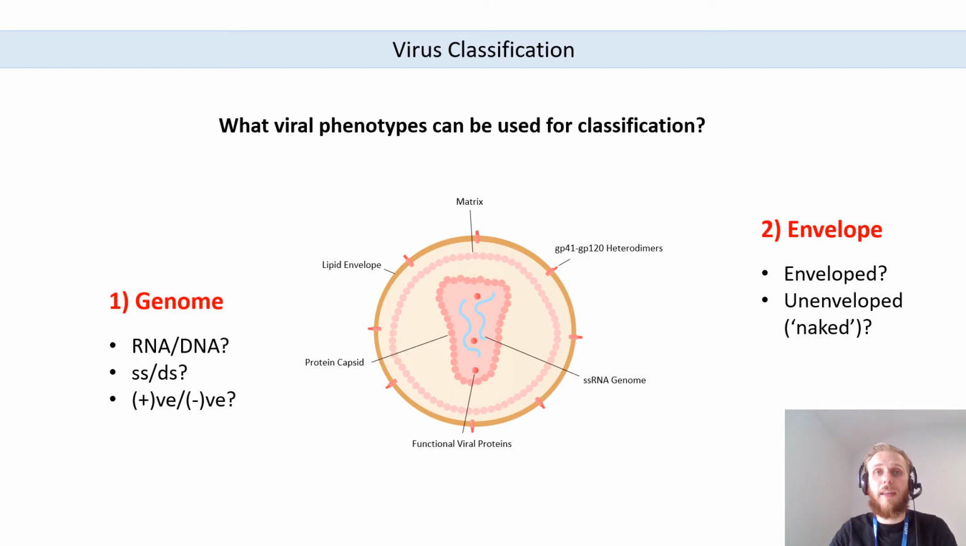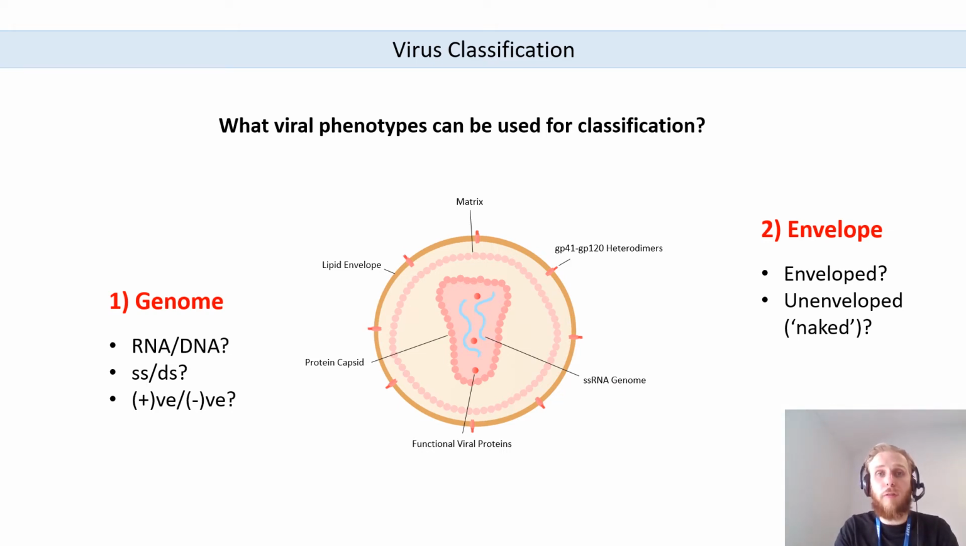Finally, we have the envelope. So the first type of classification in phenotypic classification is based upon the genome. The second feature we can use is the envelope. So we said some viruses have an envelope and some don't. We can use this as part of phenotypic classification. So we can essentially say, is the virus enveloped? Does it have this lipid envelope, or is it naked? Is it unenveloped? And these are the two categories within the envelope portion of this classification.